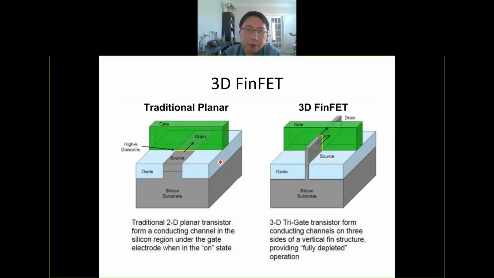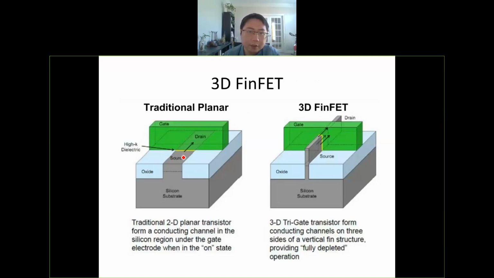And then the industry realized the challenge in the short channel. As we discussed, the drain will affect the source. So how to overcome this challenge? The technique here is called the 3D FinFET technology. Here we compare the traditional planar structure versus the 3D FinFET structure.